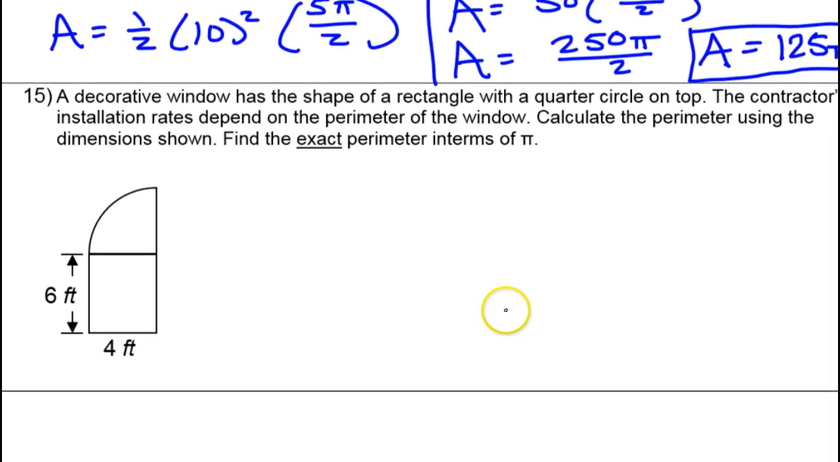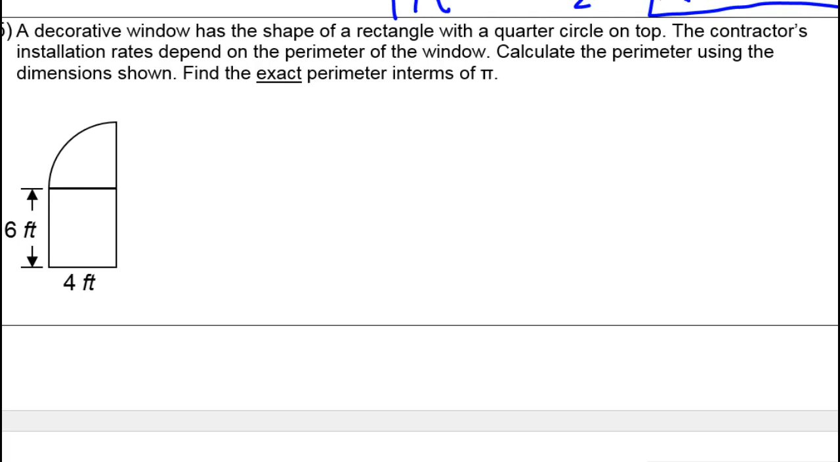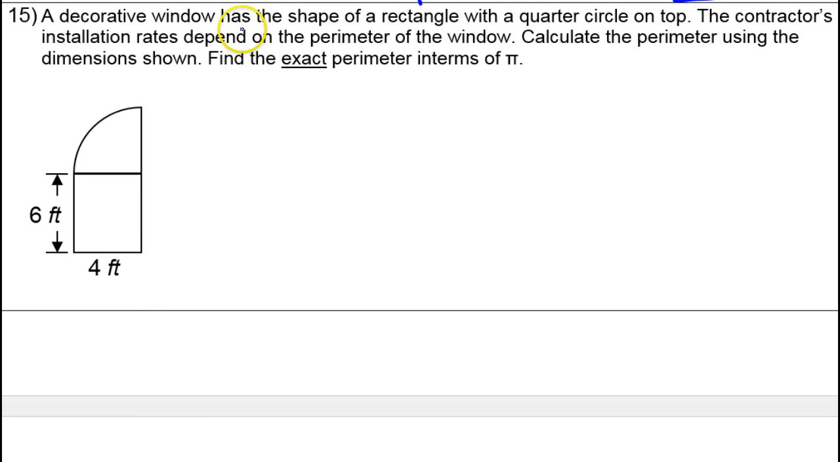Okay, let's do one more problem. A decorative window has the shape of a rectangle with a quarter circle on top. The contractor's installation rates depend on the perimeter of the window. So, calculate the perimeter using the dimensions that are shown. We need to find the exact perimeter in terms of pi. Of course, the perimeter is just the sum of all the distances around.